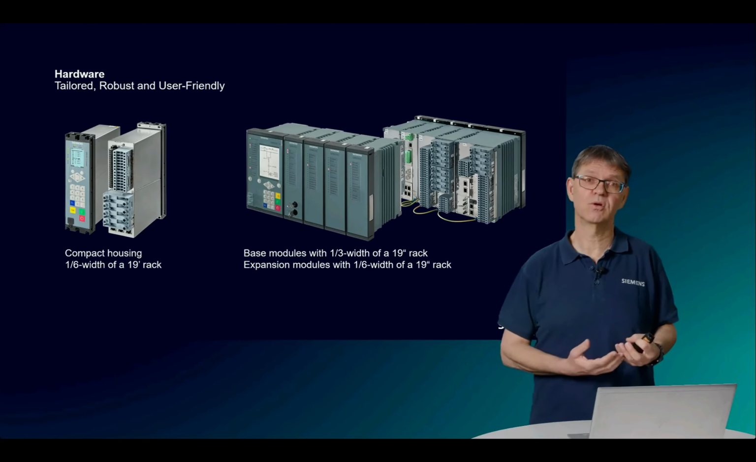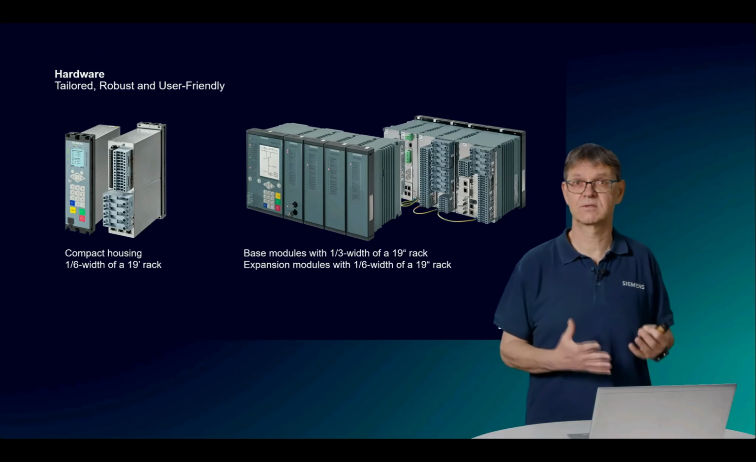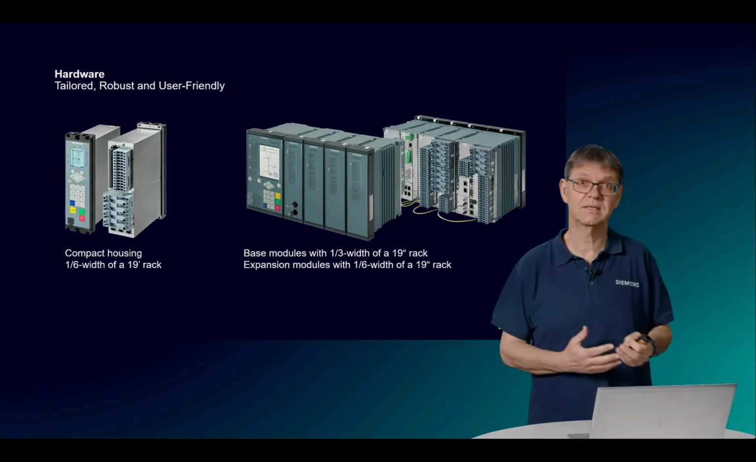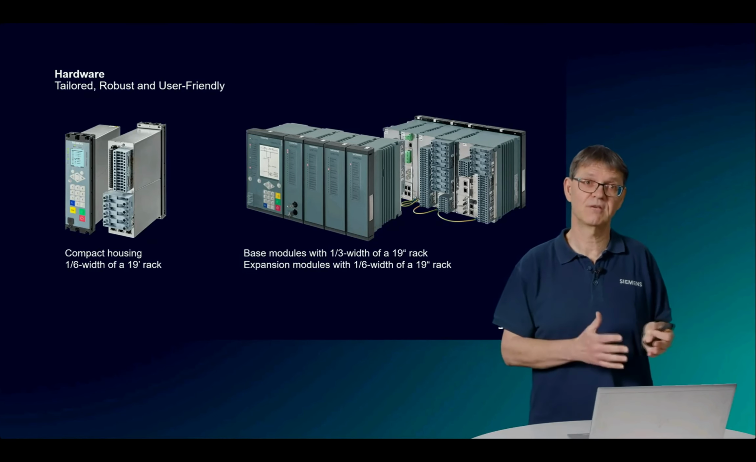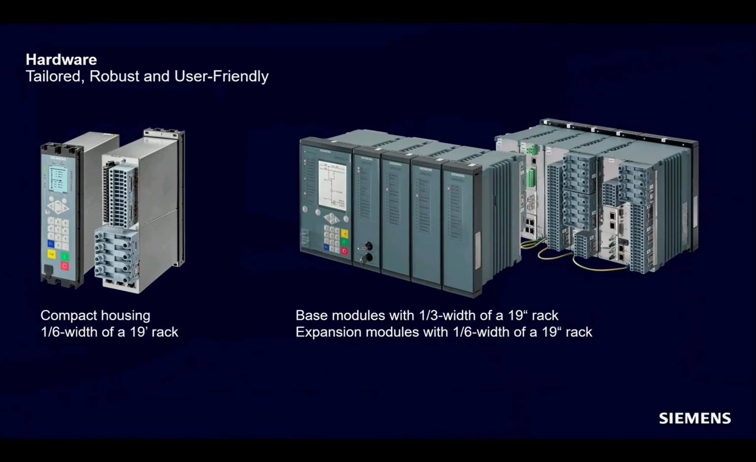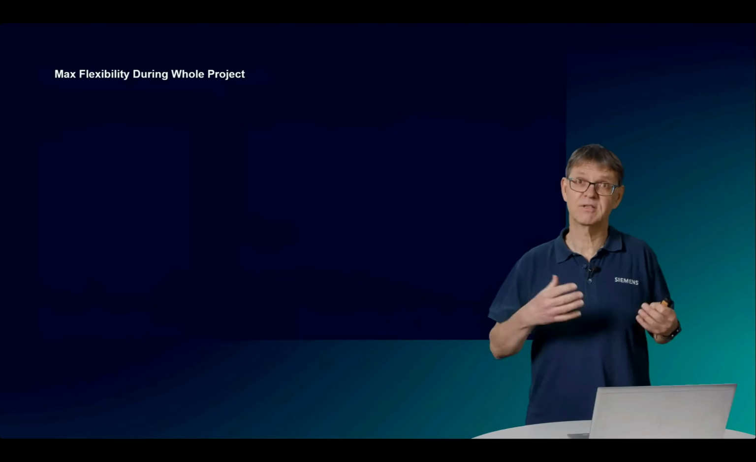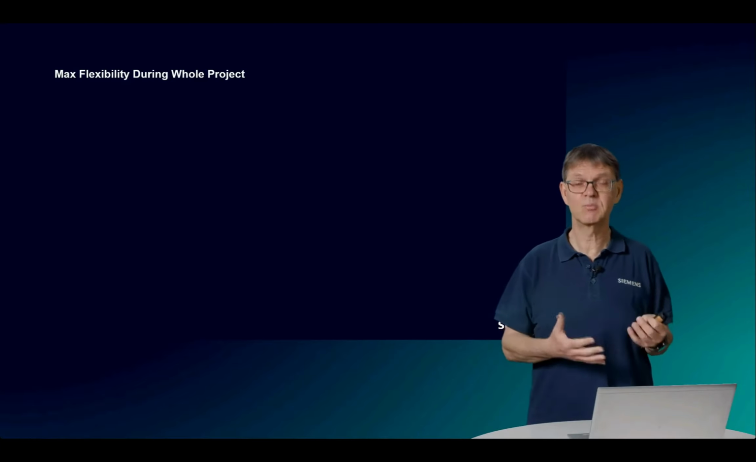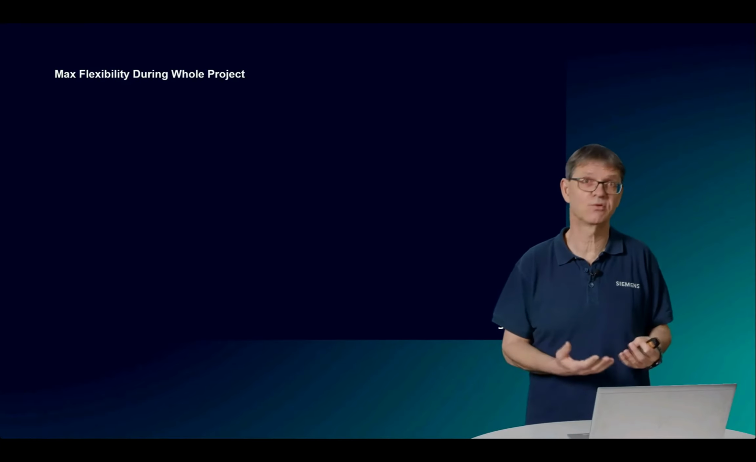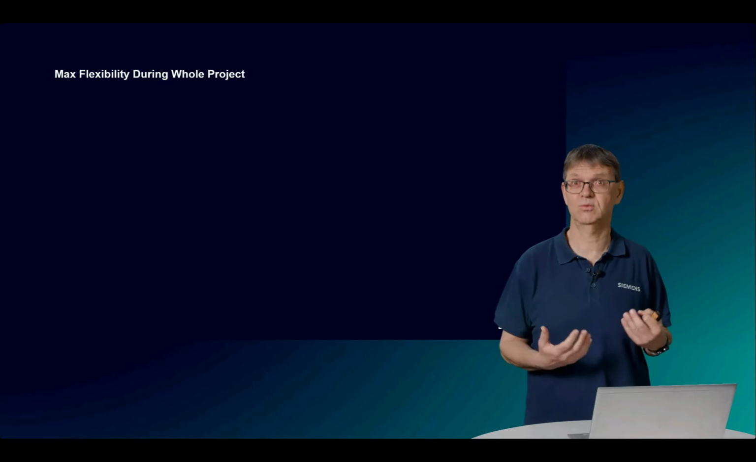SIPROTEC 5 stands for a rugged and robust hardware. As you can see here on the slide, we have two representatives. On the left-hand side, you see the SIPROTEC 5 compact device, a 7SX800. This is the low-end part, let's say, of the range. And on the right-hand side, our modular devices, where we can add the modules on the upper end of the range. So SIPROTEC 5 had a focus. One of the focus was to keep or to provide maximum flexibility for the user during the whole project and during the whole lifetime.